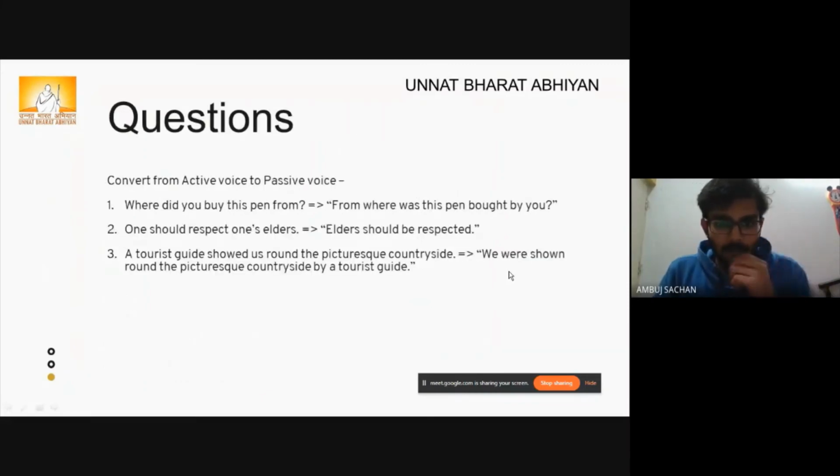A few more examples for you to look at. Where did you buy this pen from? From where was this pen bought by you? And another example that you should take a good look at is example number 2.